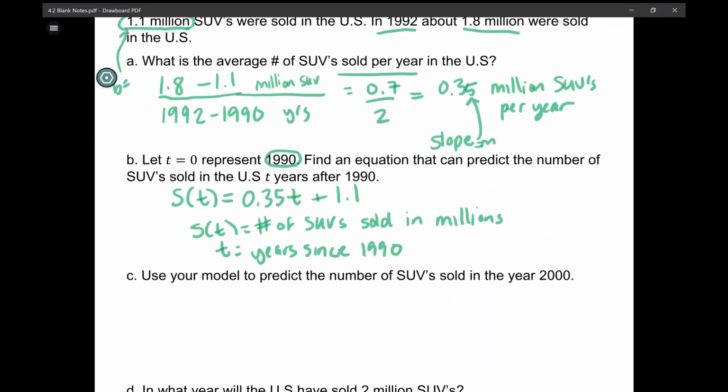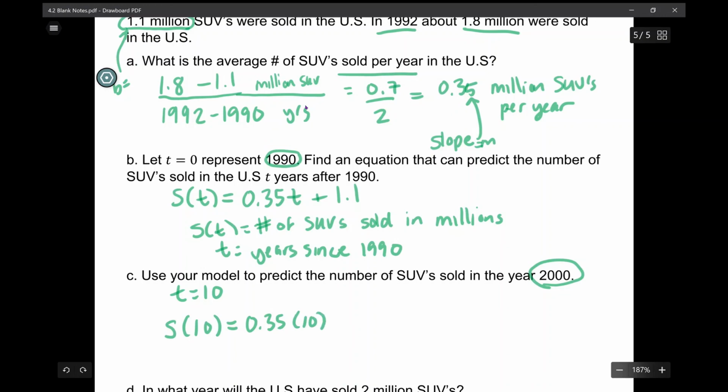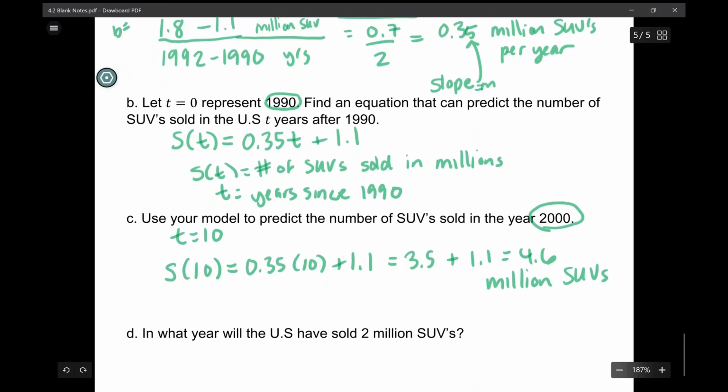All right, so use your model to predict the number of SUVs sold in the year 2000. Well, the first thing we need to do is if t is 0 in 1990, then our t value for 2000 is going to be 10 years after 1990. So if t is 10, we're going to find S of 10, right? Plugging in for years. 0.35 times 10 plus 1.1. All right, so 10 times 0.35 is 3.5 plus 1.1 equals 4.6 million SUVs.